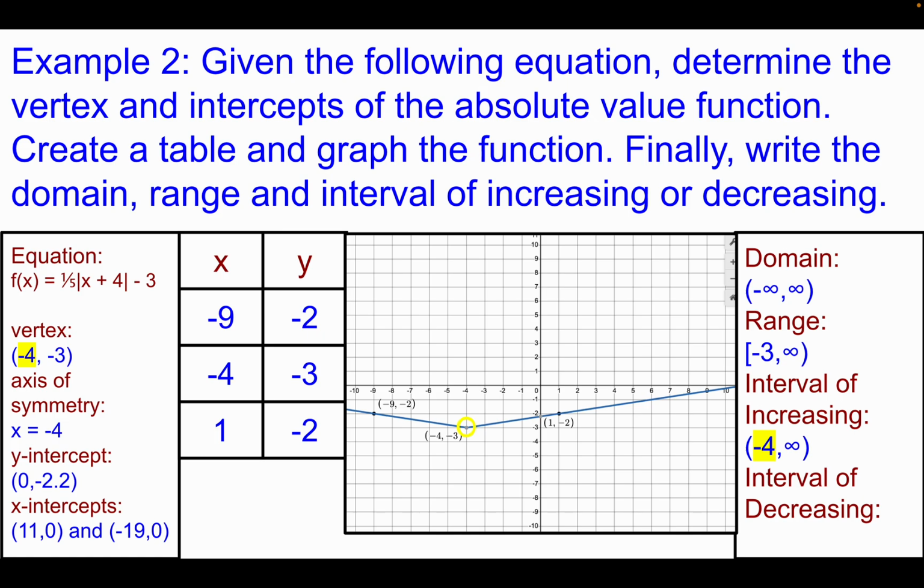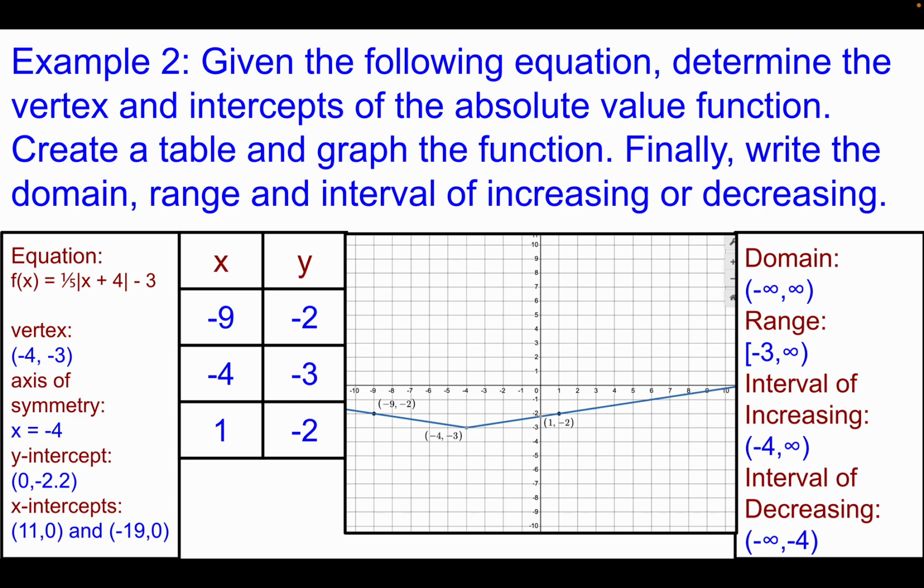Interval of increasing will go from negative 4 to infinity, so I'm increasing as I go to the right of my vertex. If I look at my points to the left of the vertex, now I'm decreasing. So that'll be negative infinity to negative 4. Go ahead and take a screenshot of this if you need it. This is all the answers to the second example.